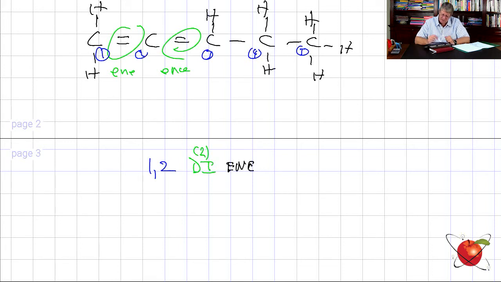And lastly, I have to say how many carbons? 1, 2, 3, 4, 5. So 1, 2, 3, 4, 5 is pent. Pent 1, 2, diene. Okay. Pent 1, 2. Pent, there's 5 of me. 1 and 2 means something's attached to 1, something's attached to 2. And diene means there's 2 enes across the board. Right.